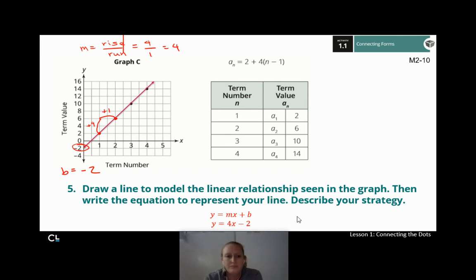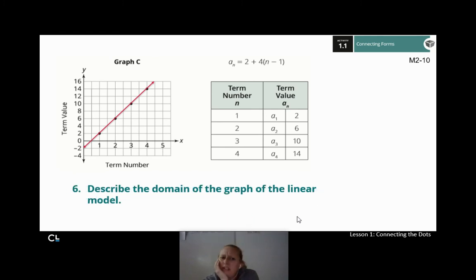Yay. But how did this affect the domain? When we did the domain of a discrete graph, it was just integers. What's my domain now that it's a line with arrows on both ends going forever and ever in both directions? Can you go ahead and hit pause and jot down what the domain is now? And then hit play when you're ready to check your work.